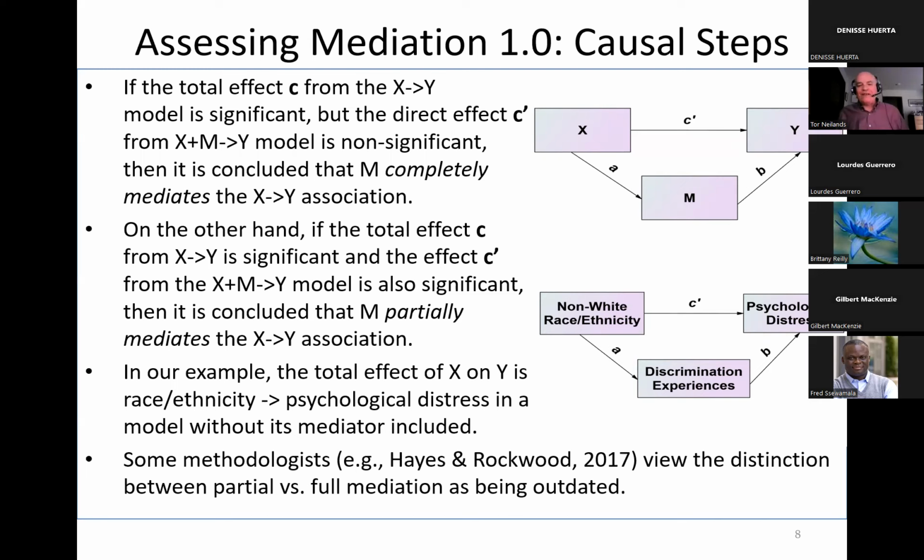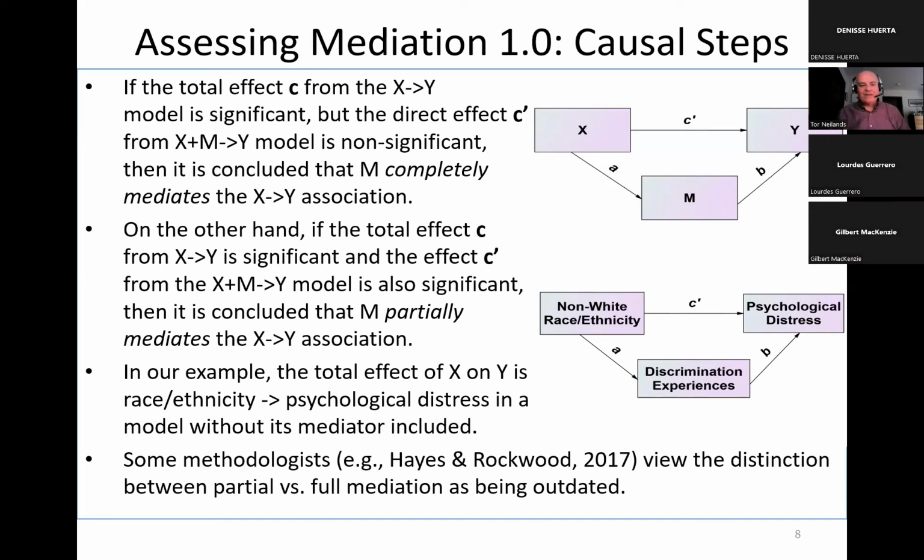So if you think about this, you start out with this two variable model, you just have race ethnicity predicting distress, there's a statistically significant association there, then all of a sudden you put in this discrimination experiences mediator, and voila, the original effect goes away, then the four causal steps approach would say that there's complete mediation, right? That discrimination experiences variable completely explains the previous bivariate association between non-white race ethnicity and distress.